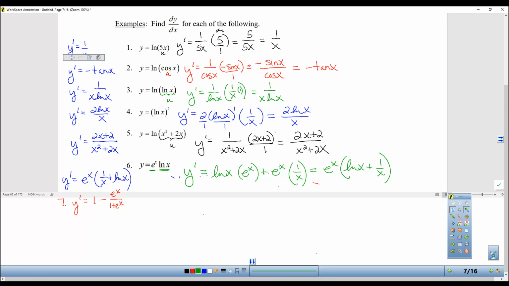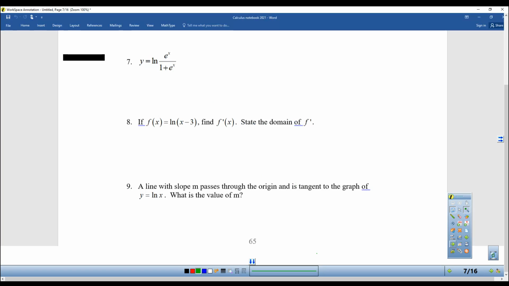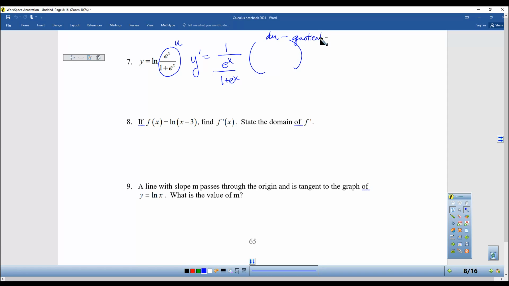I did squeeze the answer to 7 on there in case you were working all the way through, but for me, it's on the next page. So this one is a little bit harder. You do not want to do this. If you do this as your u, and then you do 1 over e to the x over 1 plus e to the x, and now you do the derivative of u, you're going to need quotient rule. This is awful.